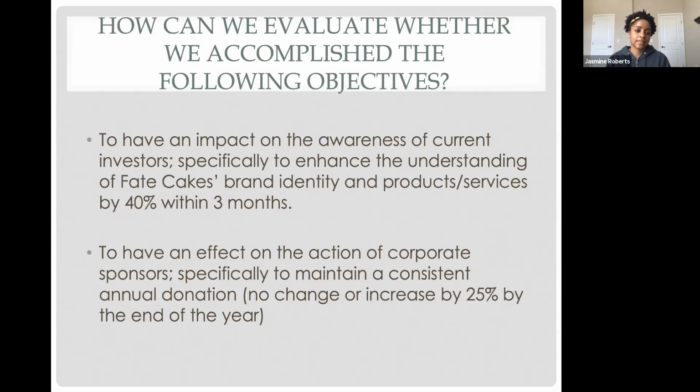Now, if it said something like to have an impact on the action of, I don't know, Columbus Dispatch reporters, specifically to increase the number of articles about Fate Cake's in the Columbus Dispatch by 4 articles within 2 months, then absolutely in that example, we would use a clipping service. So hopefully that clarifies things a bit.